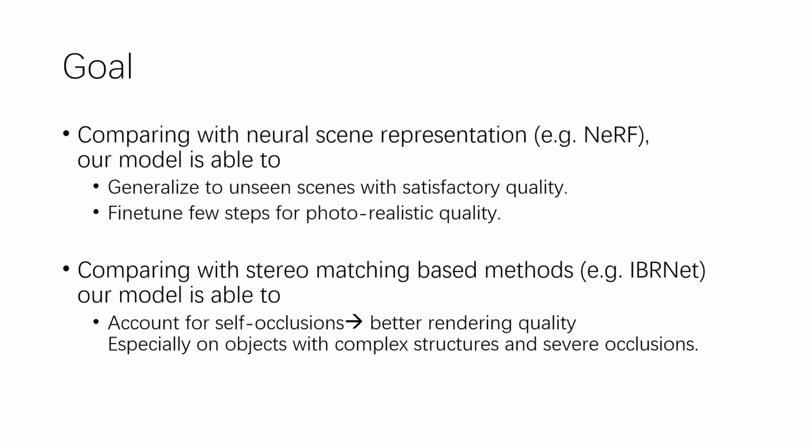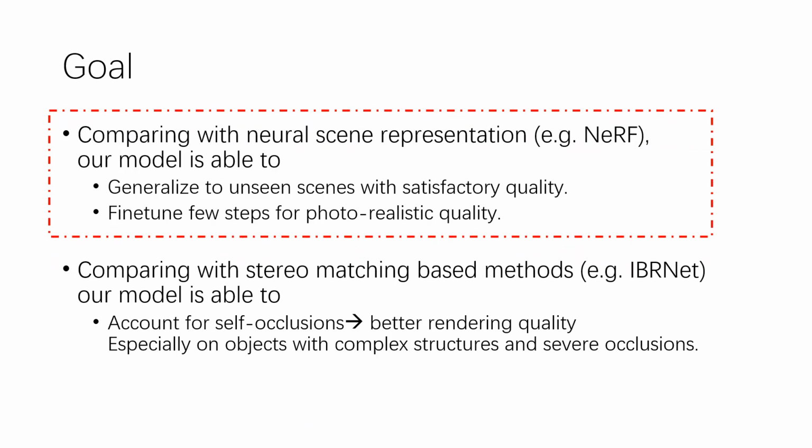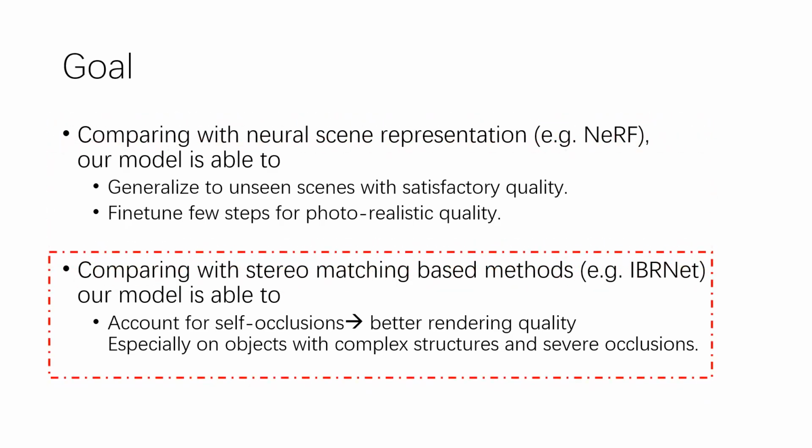Our goal is to design a neural representation with two following characteristics. First, comparing with neural scene representations like NeRF, our model is able to generalize to unseen scenes with satisfactory rendering quality, and only fine-tune a few steps on a specific scene for photorealistic rendering quality. Second, comparing with stereo matching-based methods like IBRNet, our model is able to correctly account for self-occlusions. Thus, our model is able to achieve much better rendering quality, especially on objects with complex structures and severe self-occlusions.